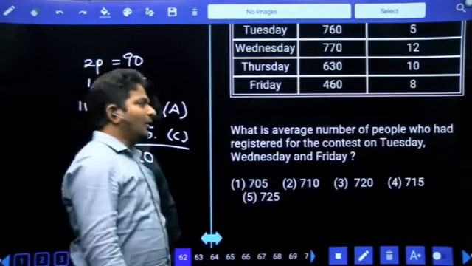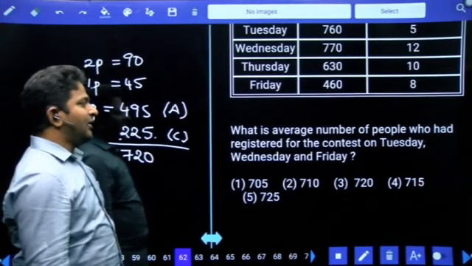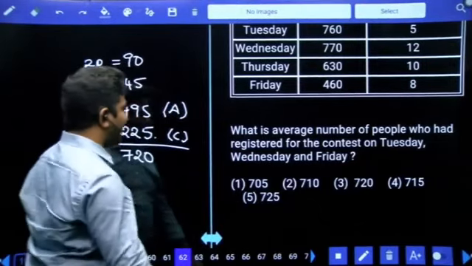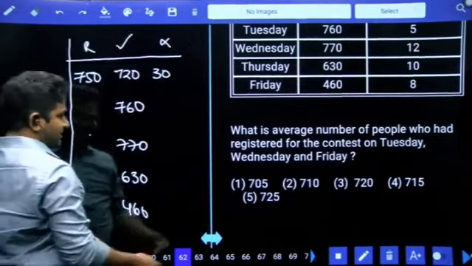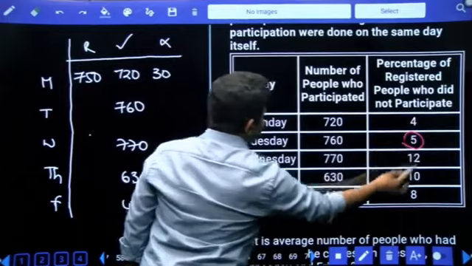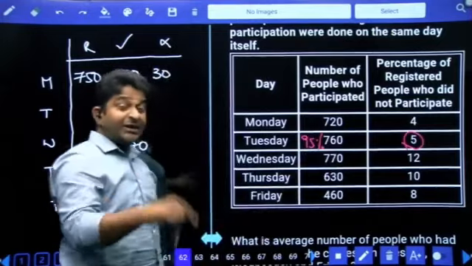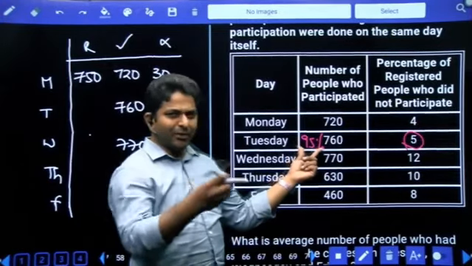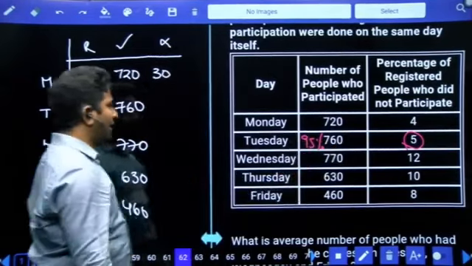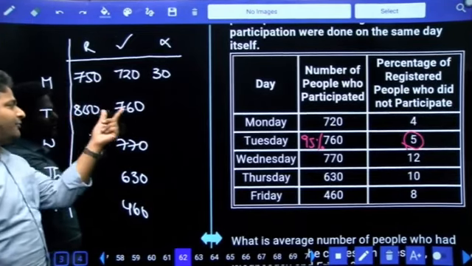Next. What is the average number of people who had registered for the contest on Tuesday, Wednesday, and Friday? You're asked to calculate registered people. Tuesday: 5% have not participated, then 95% are participants. Registered people are 100%, a little bit more than 95%, and should be a round figure. The number should be more than 760 and a round figure. Let's go for 800. 5% of this number is 40. If you subtract 40, you'll get 760.